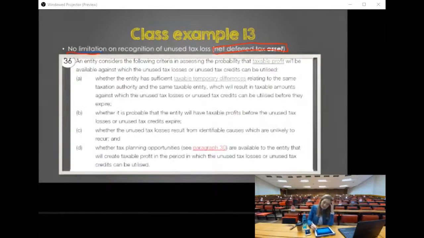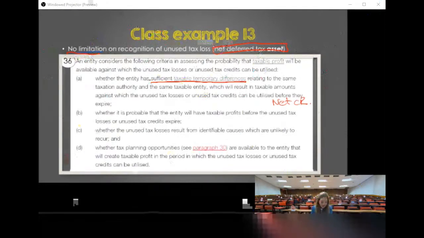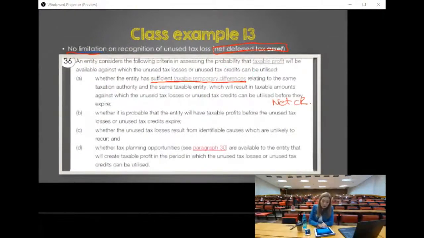So what that means is we will not have sufficient taxable temporary differences, because remember, if we did have sufficient taxable temporary differences, that means that we would have still had a net credit balance on deferred tax. So in this example, paragraph 36, we don't comply with that. So remember, we're now trying to determine whether we can recognize a deferred tax asset or not. So we don't comply with 36A. So now we have to check whether we comply with B, C, and D.